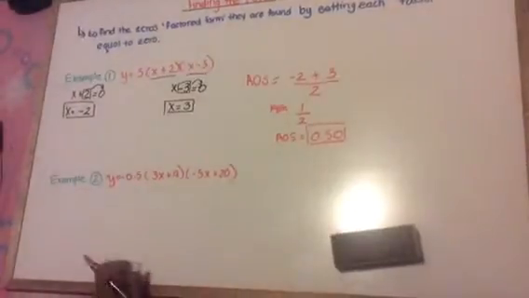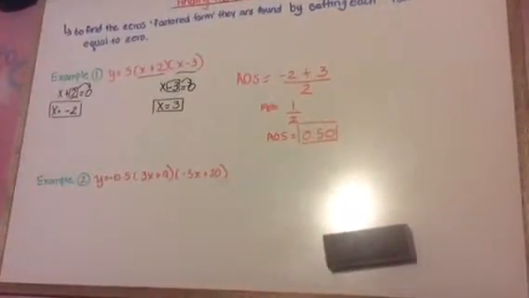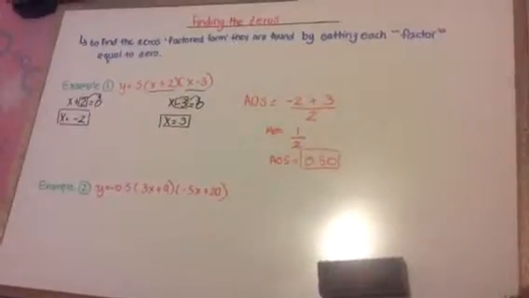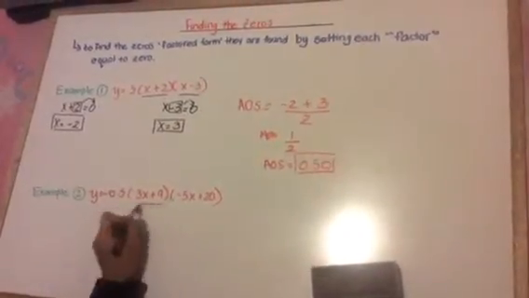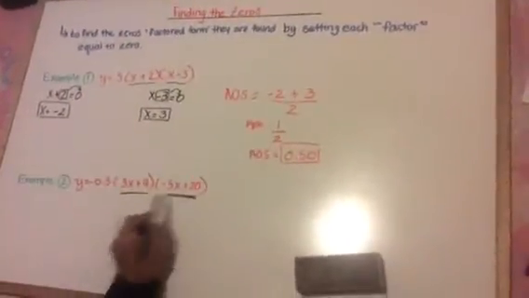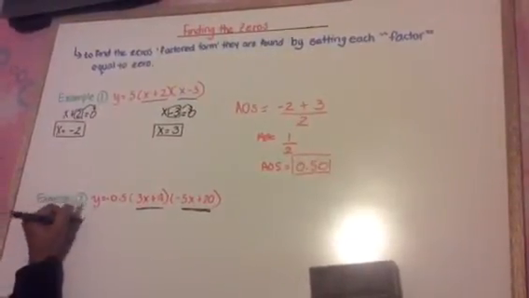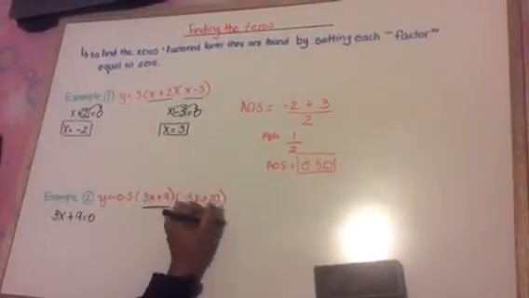Example 2 we have here: y equals -0.5, bracket 3x plus 9, bracket -5x plus 20. Same thing as example 1, you're going to set this bracket to 0 and this bracket to 0. So it's going to be 3x plus 9 equals 0, and -5x plus 20 equals 0.